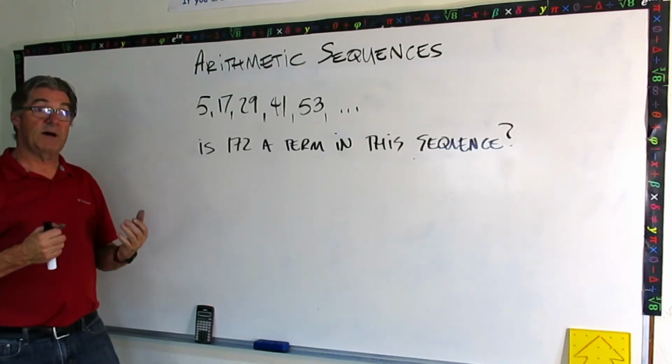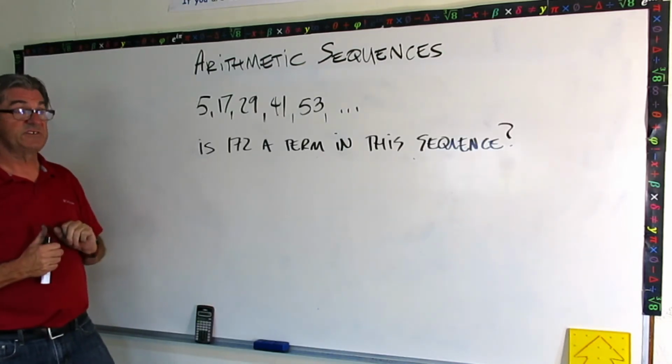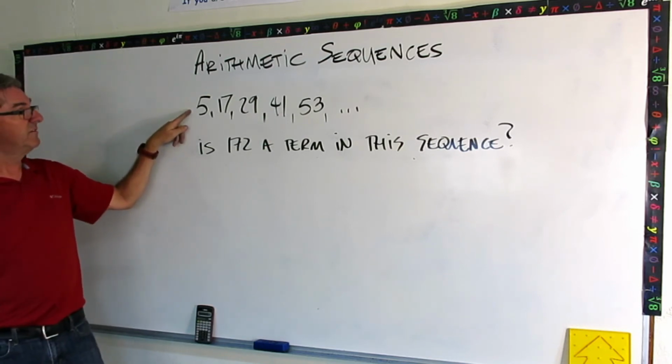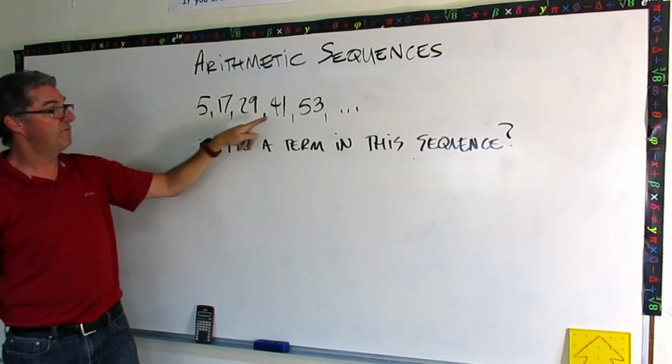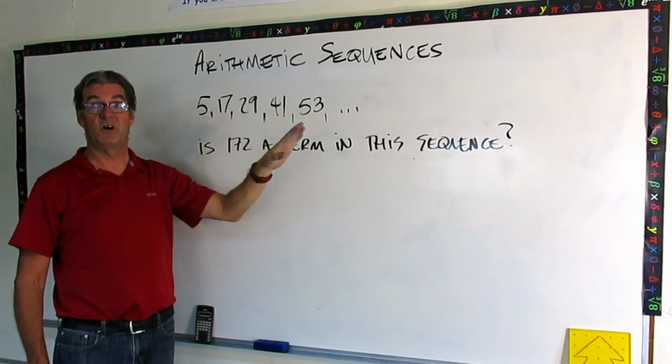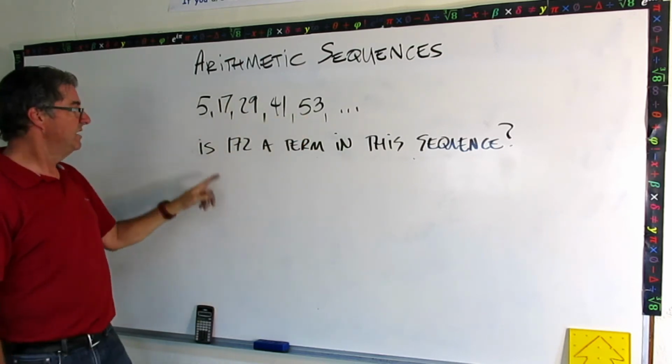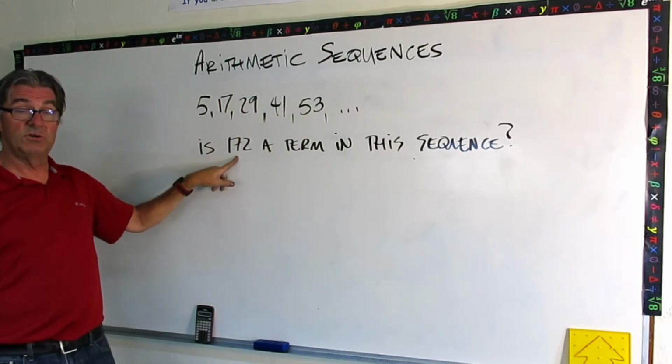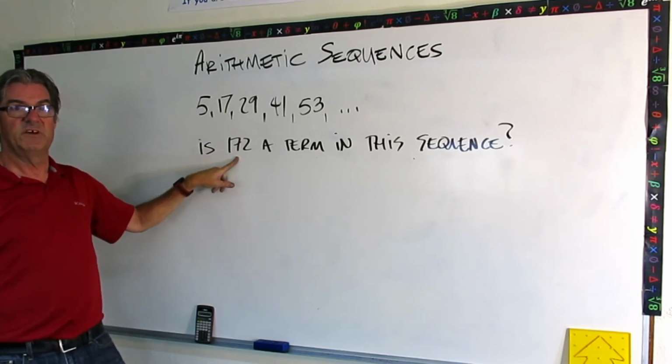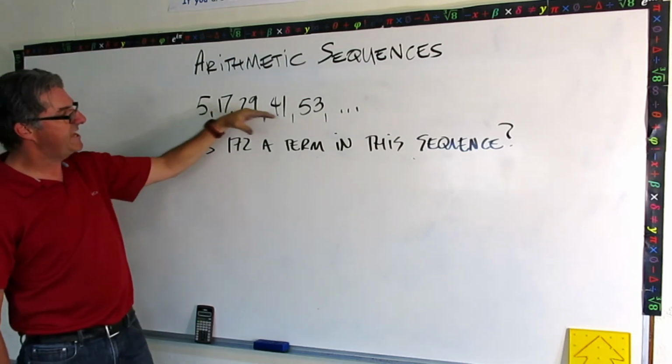Okay, you might see a problem like this in the exercises that we're going to do. So here's a sequence: 5, 17, 29, 41, 53, and so on. The question now is, is 172 a term in this sequence? So we have this number out there. We want to know if it's going to get in the sequence.